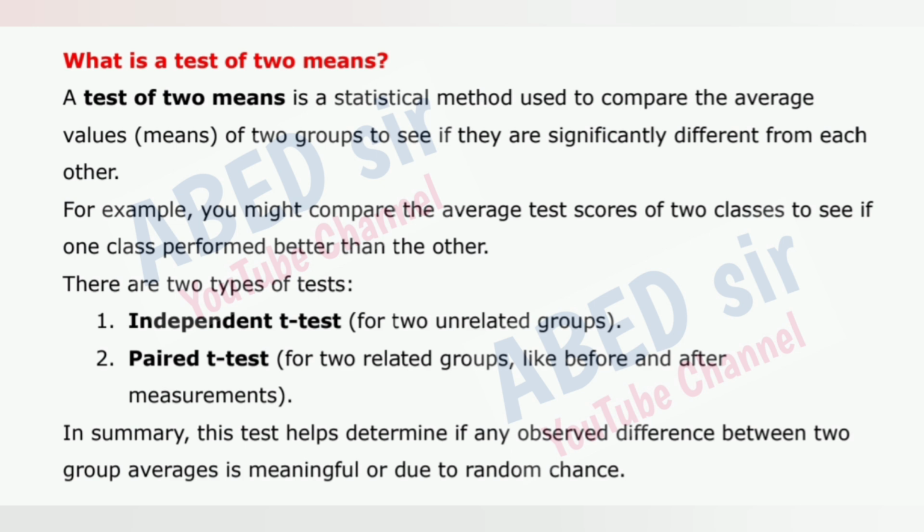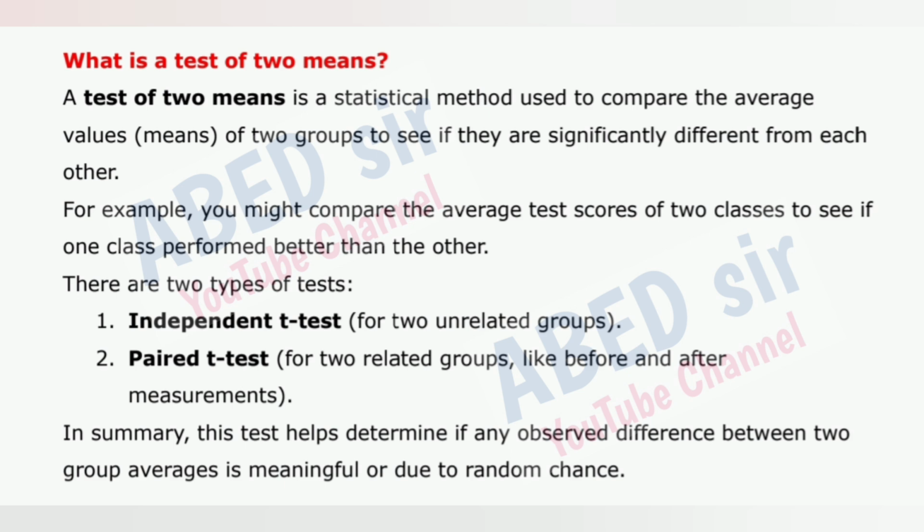A test of two means is a statistical method used to compare the average values, means, of two groups to see if they are significantly different from each other. For example, you might compare the average test scores of two classes to see if one class performed better than the other. There are two types of tests. 1. Independent t-test for two unrelated groups. 2. Paired t-test for two related groups, like before and after measurements.